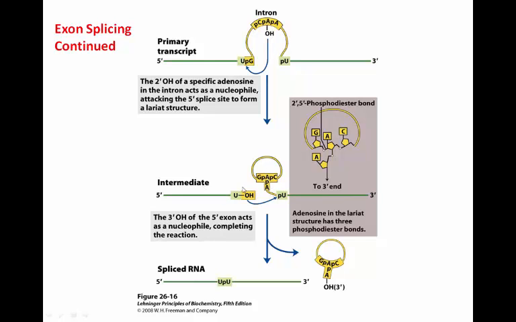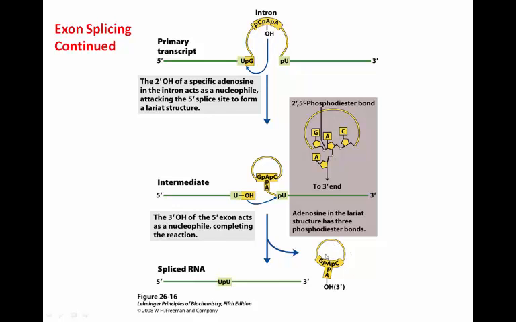So here's our intermediate with the loop. The loop is removed, and there's our lariat, the 3' OH of the 5' exon. So this is the 5' exon, acts as a nucleophile, completing the reaction. And now we have a spliced RNA, and we have the free lariat loop structure, and this will be degraded by nucleases.